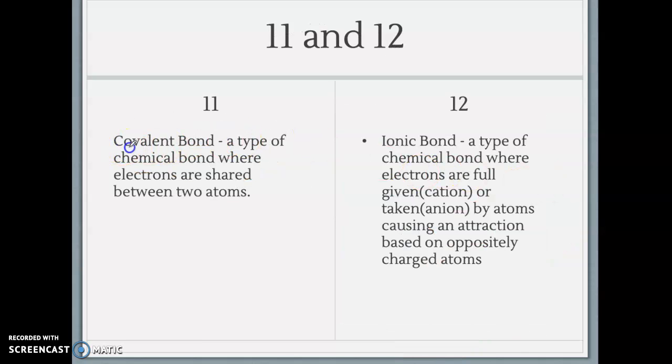So lastly, we have 2 types of bonds. We have covalent and ionic bonds. Covalent is about shared electrons.